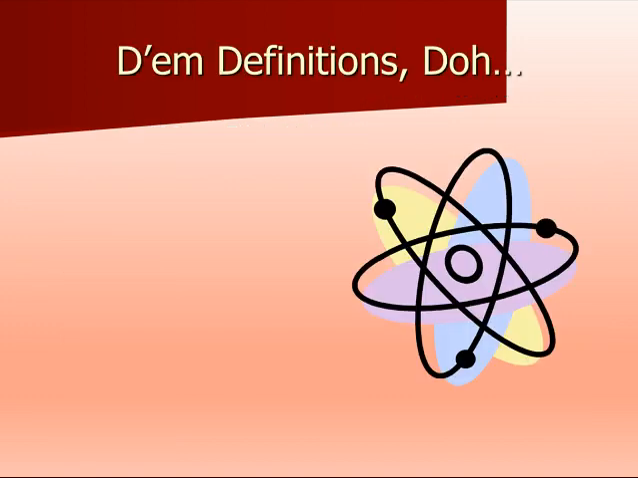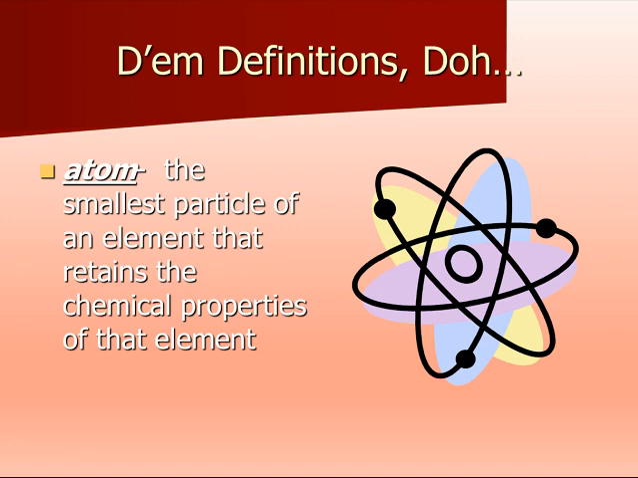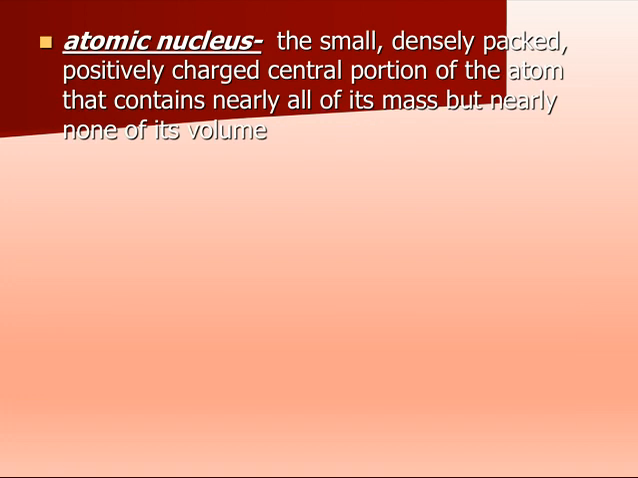Let's start off with a couple of definitions. Atom: the smallest particle of an element that retains the chemical properties of that element. We established this definition earlier in the chapter, and we're going to stick with it. Next up, the nucleus. It's a small, densely packed, positively charged central portion of the atom that contains nearly all of the mass, but nearly none of the volume. So it's almost like a point in space, and it is incredibly dense.